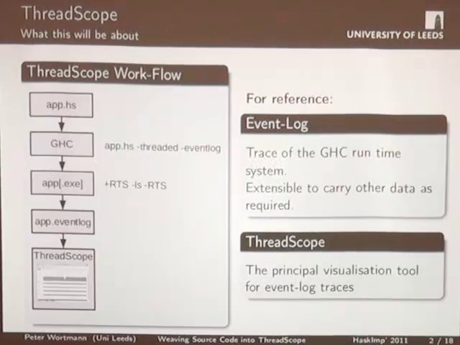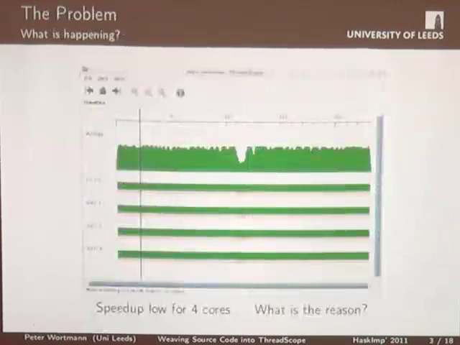Okay, we've seen all this before. ThreadScope basically works this way: you have your Haskell program, put it in GHC, and compile it with some options. Then you have your executable, execute that with some options, and you get an event log. Then you have ThreadScope, which visualizes that whole thing. So then we get a view which might look like this.